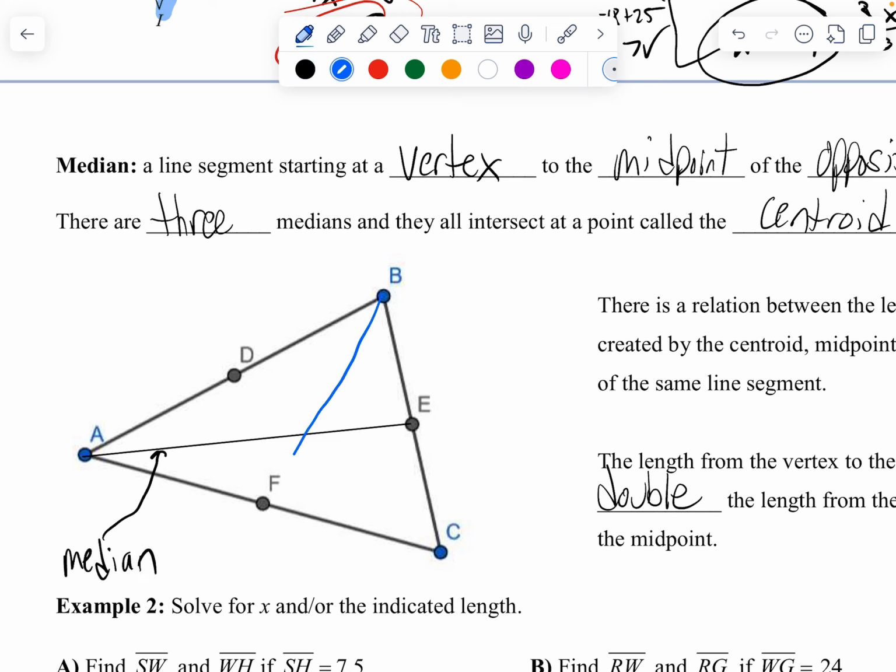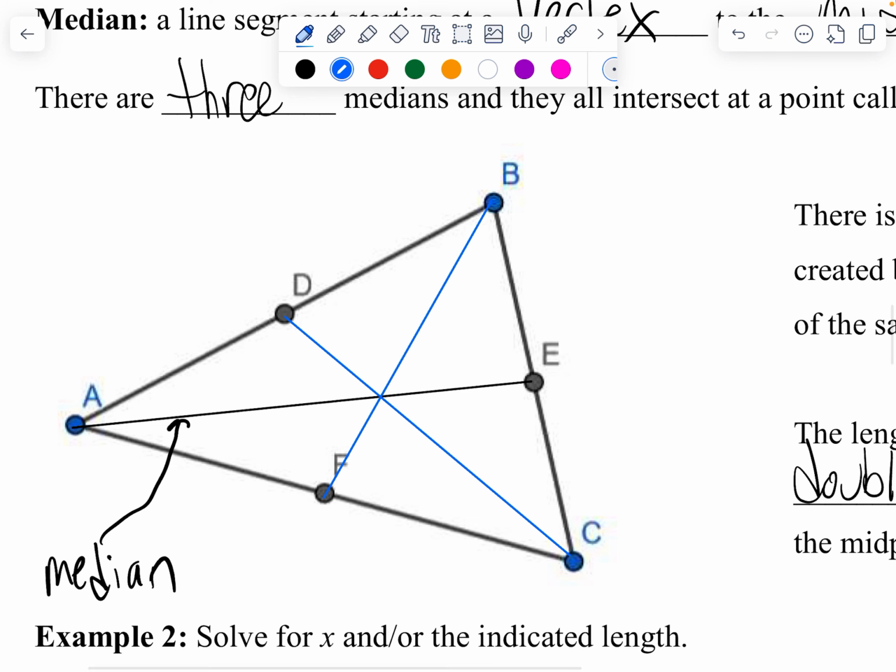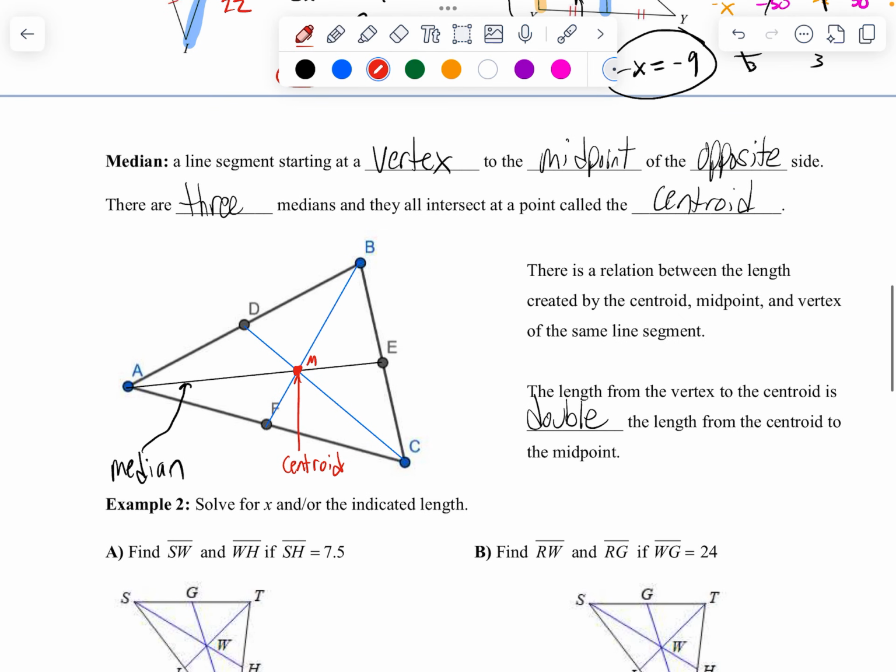Okay, so another median would be from B to its midpoint on the opposite side, F, or D to its midpoint on the opposite side, D to the vertex C. Okay, so you can have up to 3 medians in your triangle, 1 from each vertex to midpoint. Now you'll notice that when we drew all of those medians, they intersected right there. That also has a special term. That point alone is known as a centroid in the triangle. I'm going to label this M. Okay, so we have a centroid, and that is when all three medians intersect.